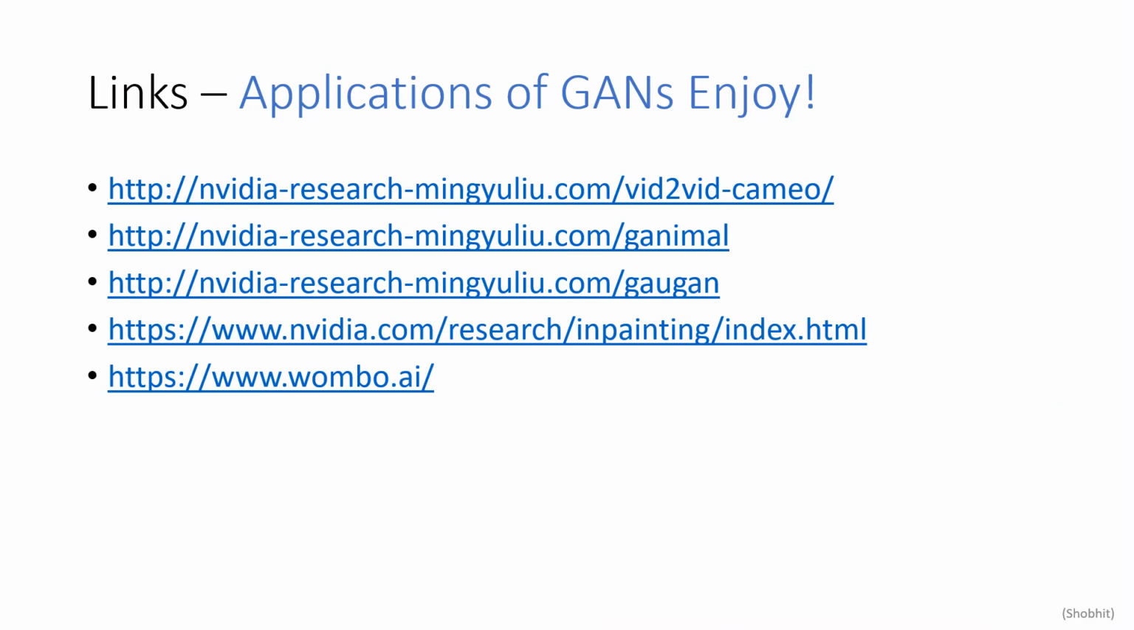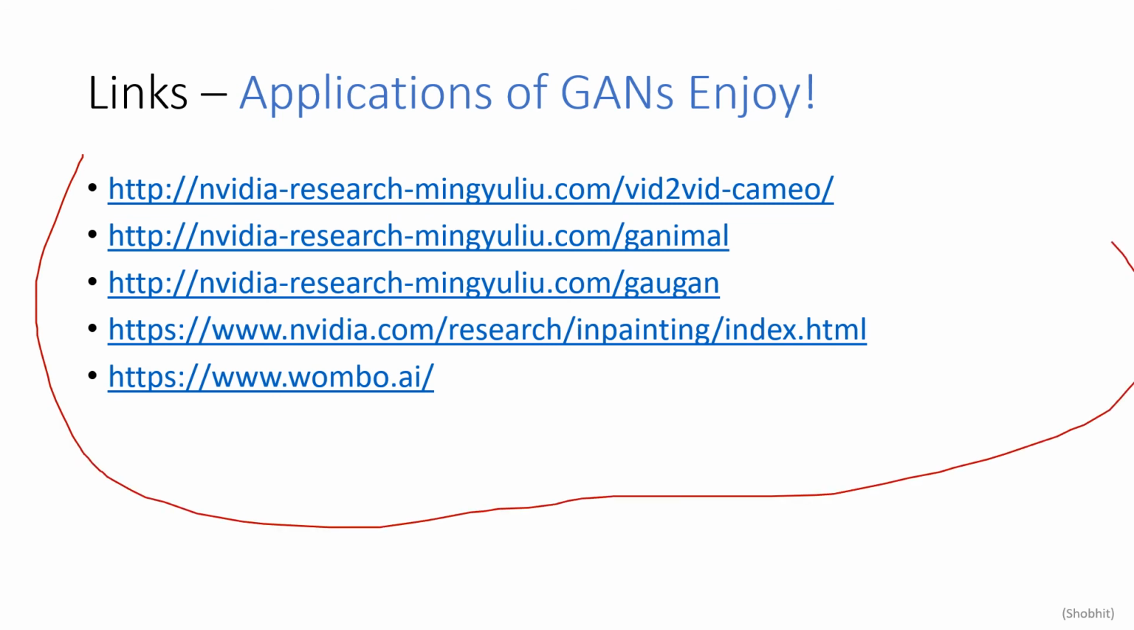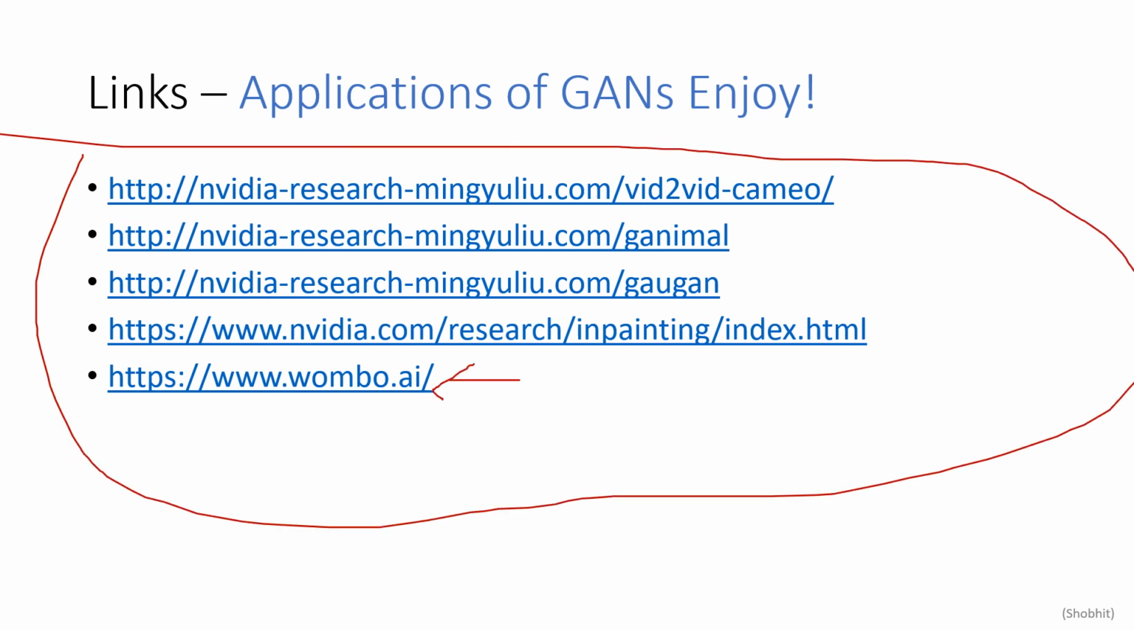These are some links of cool applications of the GAN. This Wombo.ai is for converting your still photo into motion. This inpainting is to remove somebody from the image. For example, you go to some beach and you want to remove the other people from there. So you can use this inpainting, GauGAN, and you know that it is for painting purposes. Similarly, you can try these as well.